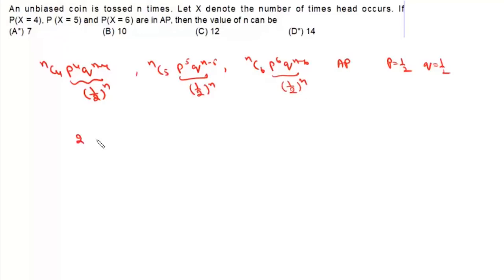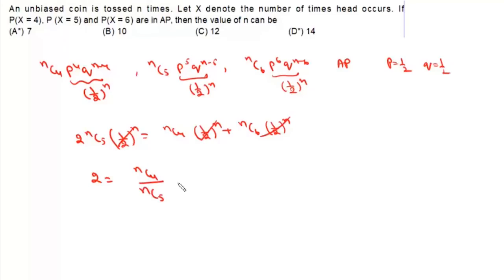So we can simply write 2 nC5 (1/2)^n equals nC4 (1/2)^n plus nC6 (1/2)^n. Now (1/2)^n will cancel. Now what we'll do is we'll divide everything with nC5. So this is 2, and this is nC4 upon nC5 plus nC6 upon nC5.